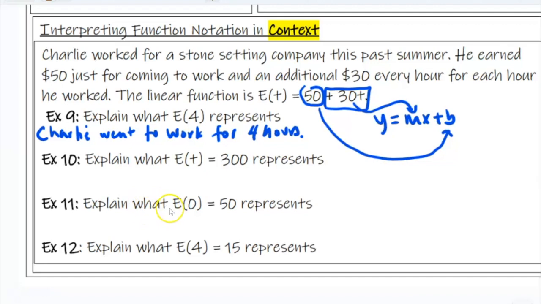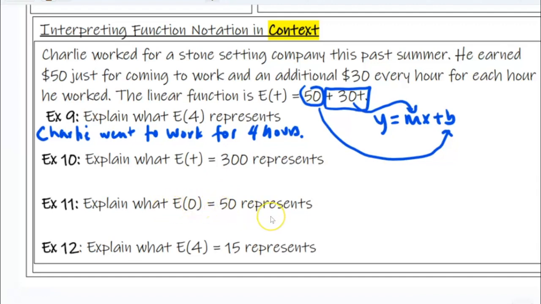All right, it says explain what E of 0 equals 50 means. So this time they give you an input of 0, and they give you an output of 50. So you get both. So this is time, and this is 50. So at time equals 0, I get $50. That's what that means. But you've got to put this in a sentence, right? Yes, you can say that officially and you'll probably get the credit. But I'm going to say, hey, Charlie shows up to work and gets $50. Charlie works no hours and gets $50. Charlie works for 0 hours and gets $50. There's 100 different ways of writing this out.